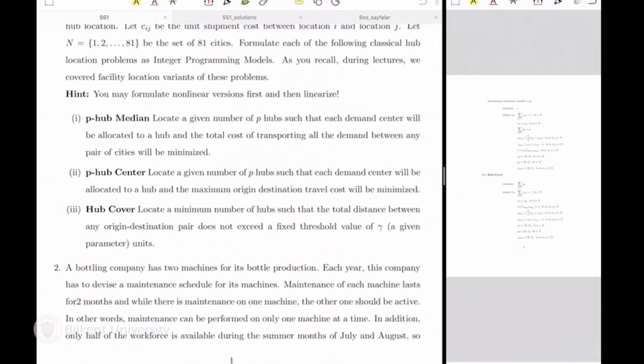So in the previous two parts, the number of hops was equal to p. Assume that I don't want to minimize the total cost or the maximum transportation cost. I have a limitation: I don't want the transportation cost going from any i to any j to be more than some threshold gamma. But the aim of my optimization is to minimize the number of hops. So how do I change my model?